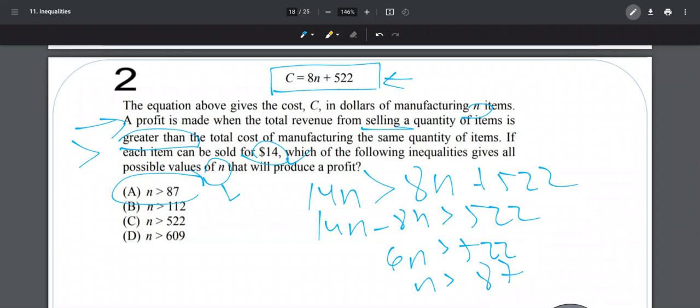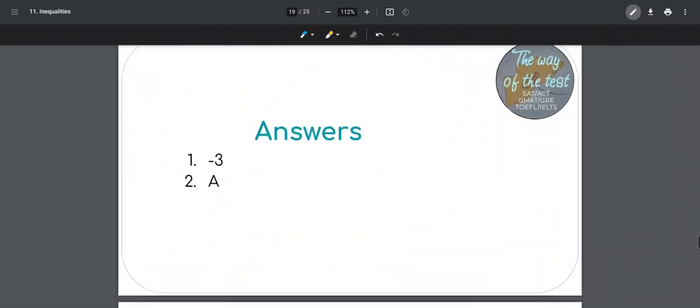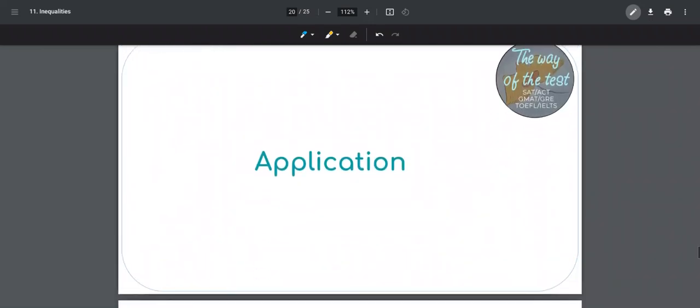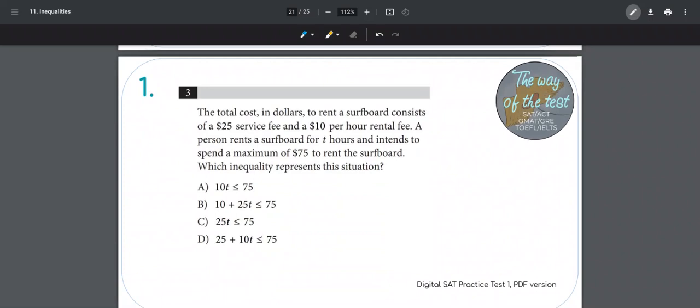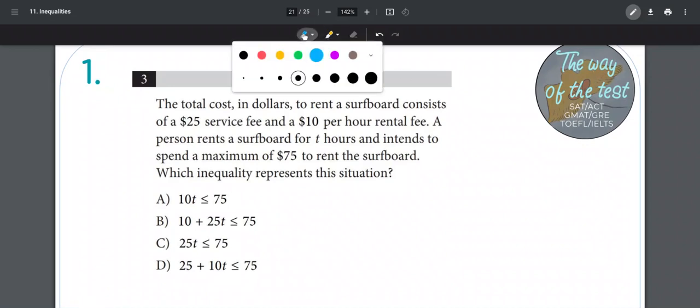We are going to move on to the application for digital SAT. Okay, so here's the first question for digital SAT. I want you to pause the video, solve this question, write down the answer, and we're going to check. Okay, so this question reads like this.